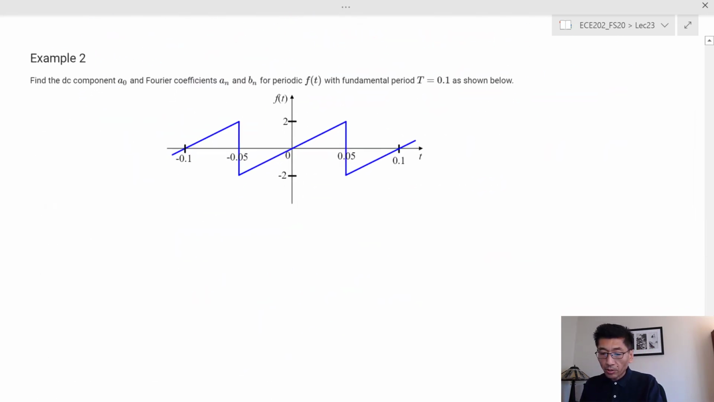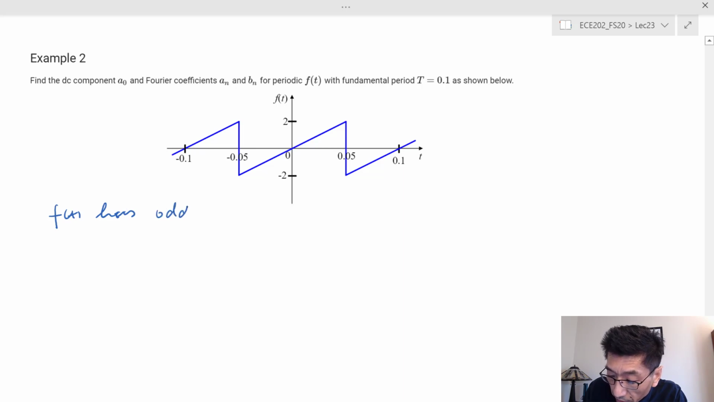Let's look at an example of what this waveform will look like. Here I have this sawtooth waveform. It passes through the origin, and definitely f(t) has odd symmetry, because the point here equal 0.5, and this is negative 0.5.